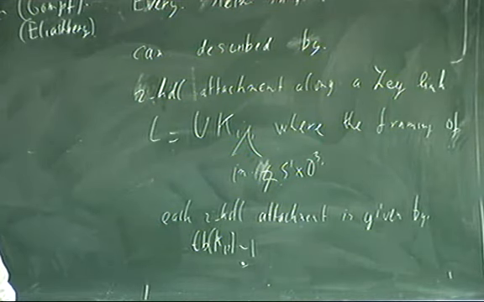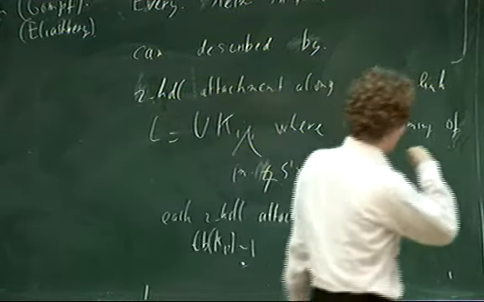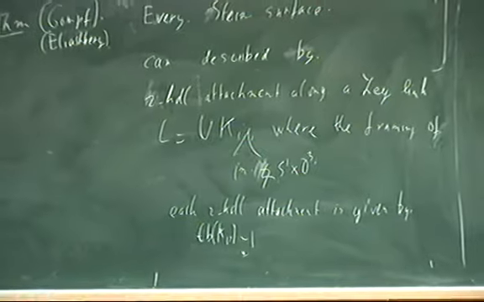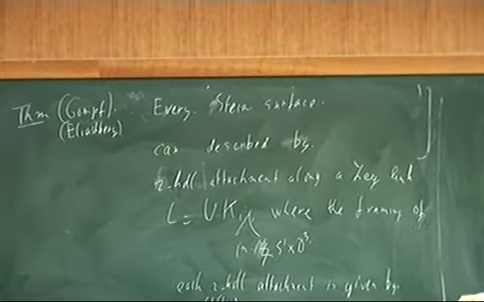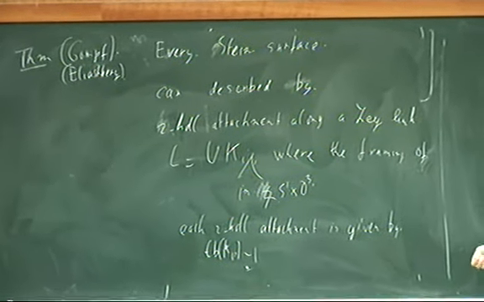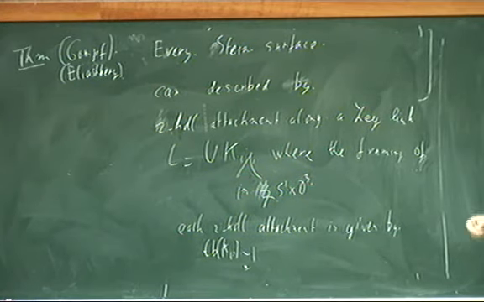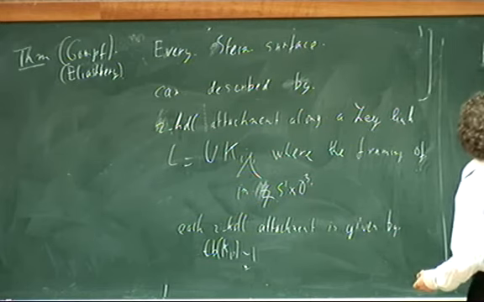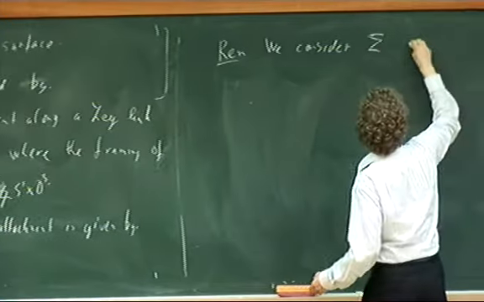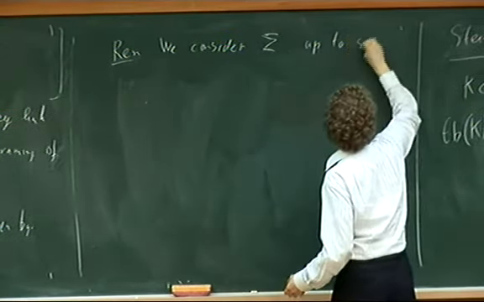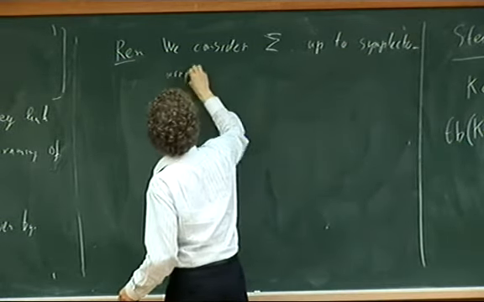Okay, so there are two remarks that I should make about this. I say Stein surface all the time, and it's a habit of mine, but you should really think of it as either Weinstein or just exact symplectic, because I really don't care that much about the complex structure. So the remark is we consider sigma up to symplectomorphism.